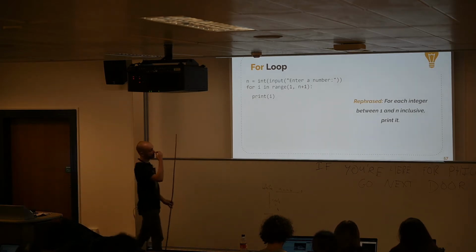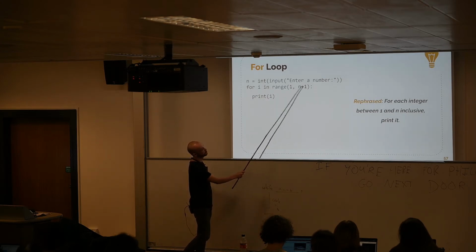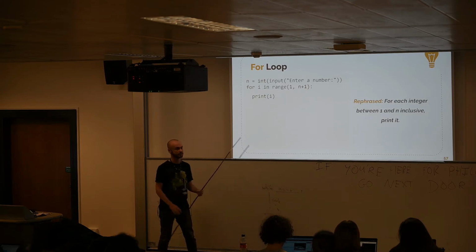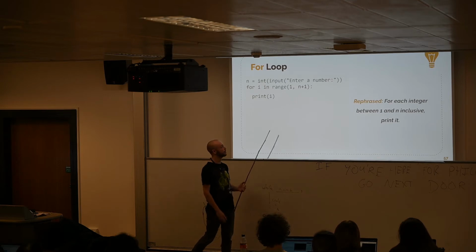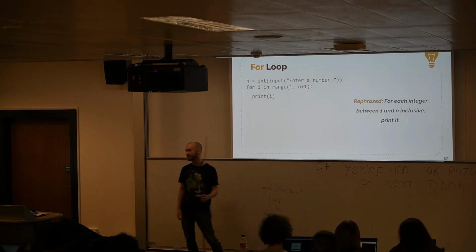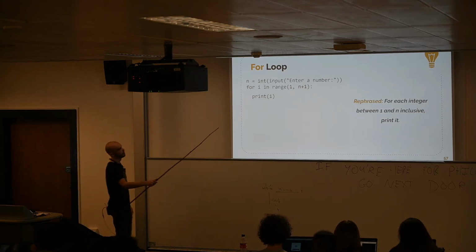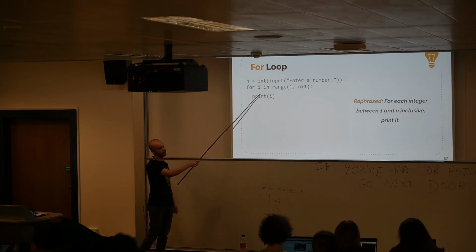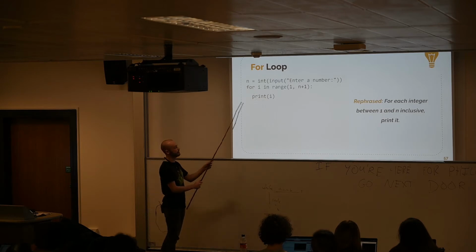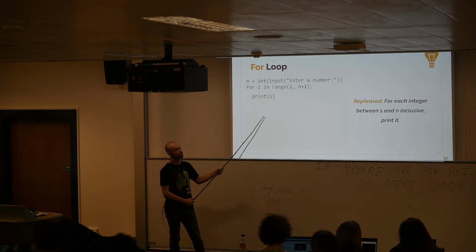And the value that i has assigned to it comes from this second half, this range. So the range thing here doesn't exactly do this, but more or less produces a list, we're going to talk about lists later on, of the numbers 1 to n. So this sort of produces for i in 1, 2, 3, 4, 5, 6, blah, blah, blah, n. And what that means is, each time the loop is run, i takes on the next value in that list of numbers. So the first time it runs this block, i will be 1.